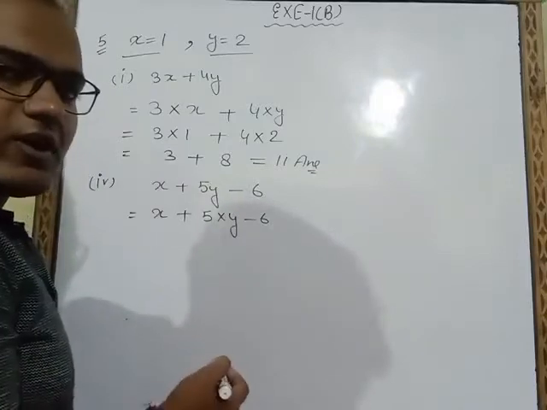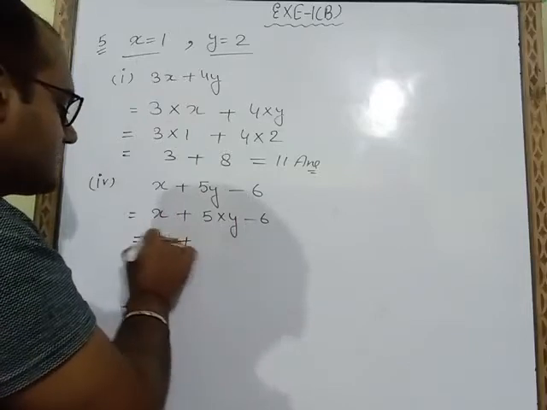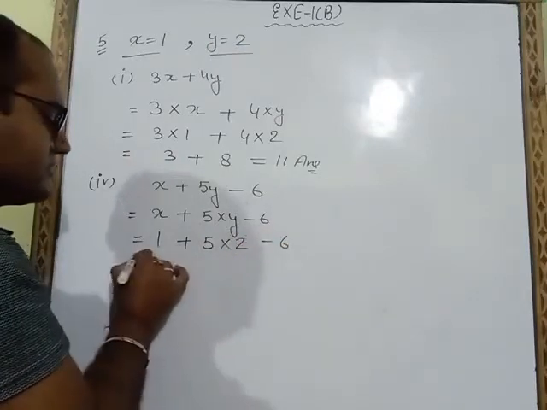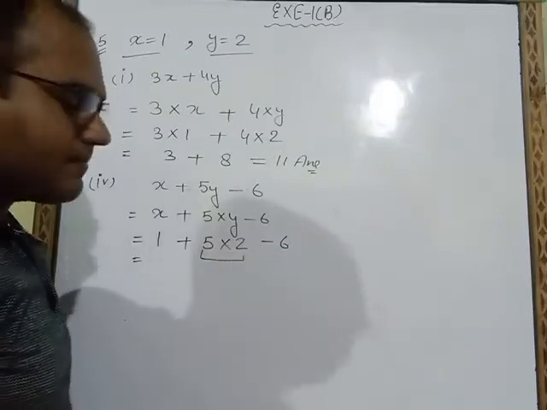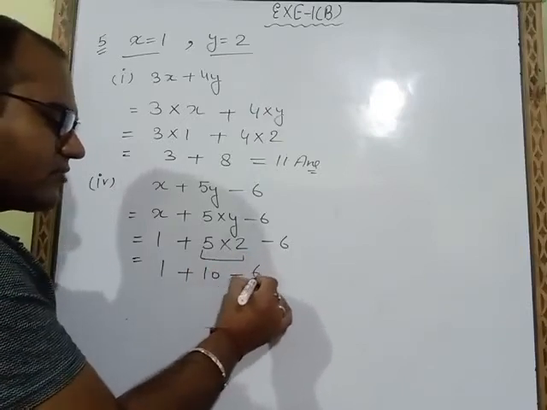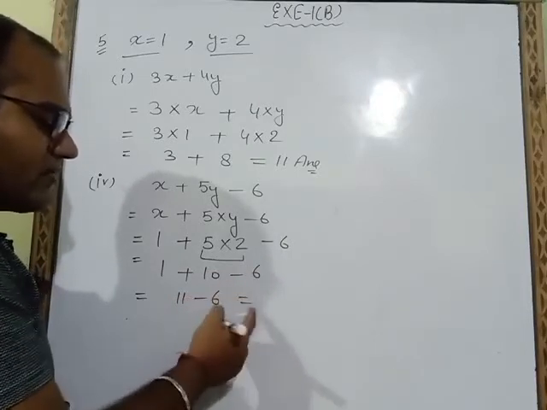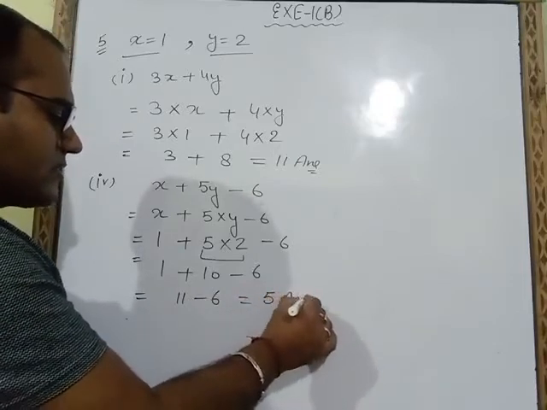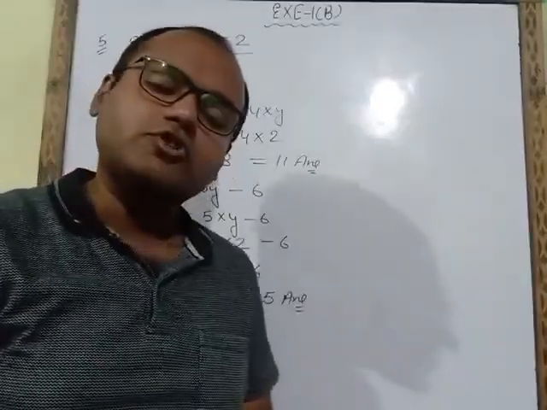Now in the next step we have to put the value of x and y. X is 1. So here we will put 1 plus 5 multiply y. Y value is 2. Minus 6 we will write as it is. According to BODMAS we have to do multiplication first. 1 we have to write as it is plus 5 into 2, 10, minus 6 as it is. 1 plus 10 answer is 11 minus 6, and 11 minus 6 answer is 5. So final answer of part number 4 is 5. So like this you have to do question number 5.